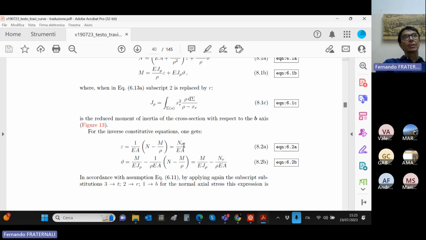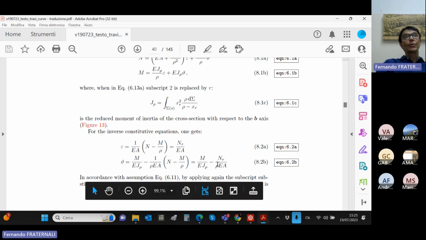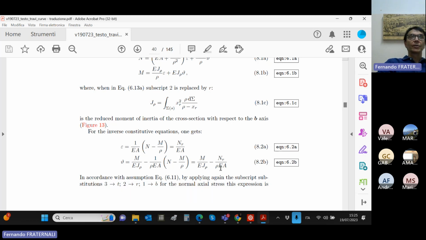So we can, using this reduced moment, and reduced axial force, we have nr over EA. This equation is similar to that of the straight beam, but with nr that replaces n. And for theta, we have this coupling term m over E j rho, which is very similar to the classical term, minus nr over rho EA. So this is what we have.